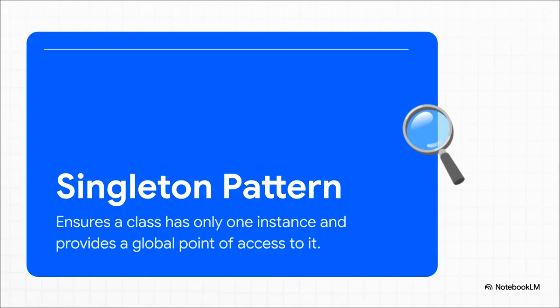So, what exactly is a singleton? The core idea is actually pretty simple, but it's also incredibly powerful. It's all about designing a class in a way that forces it to have only one instance. That's it. Exactly one object can ever be created from it. One class, one instance. The end.